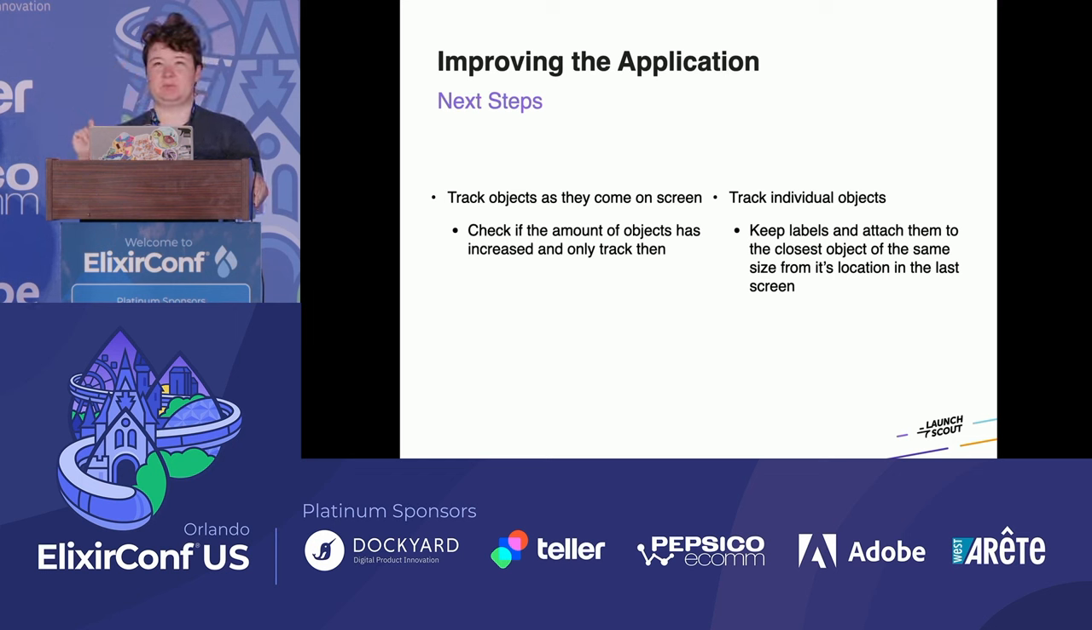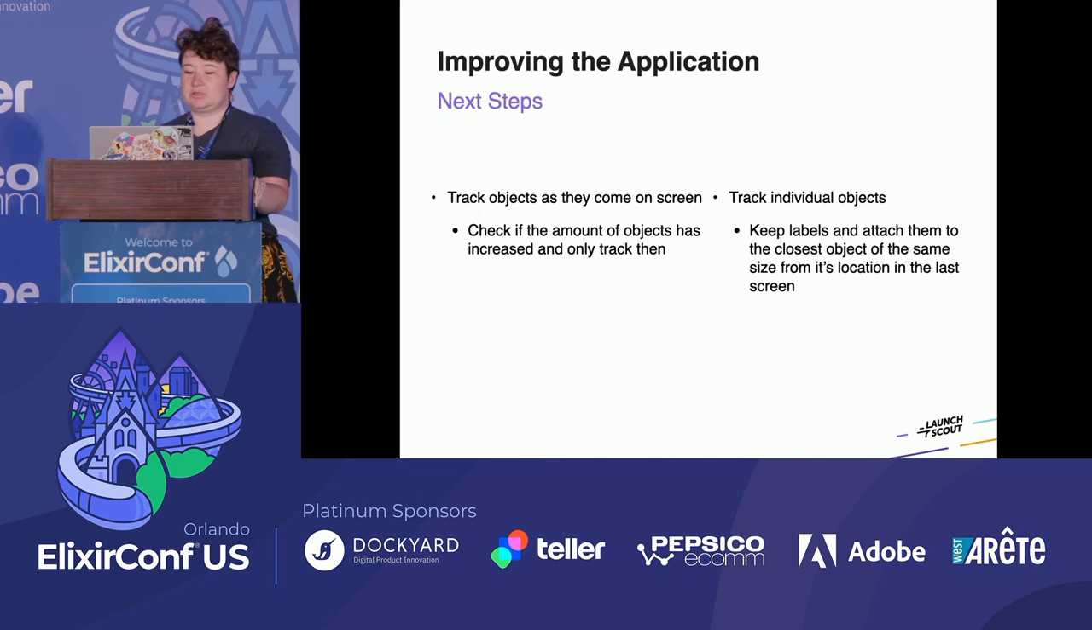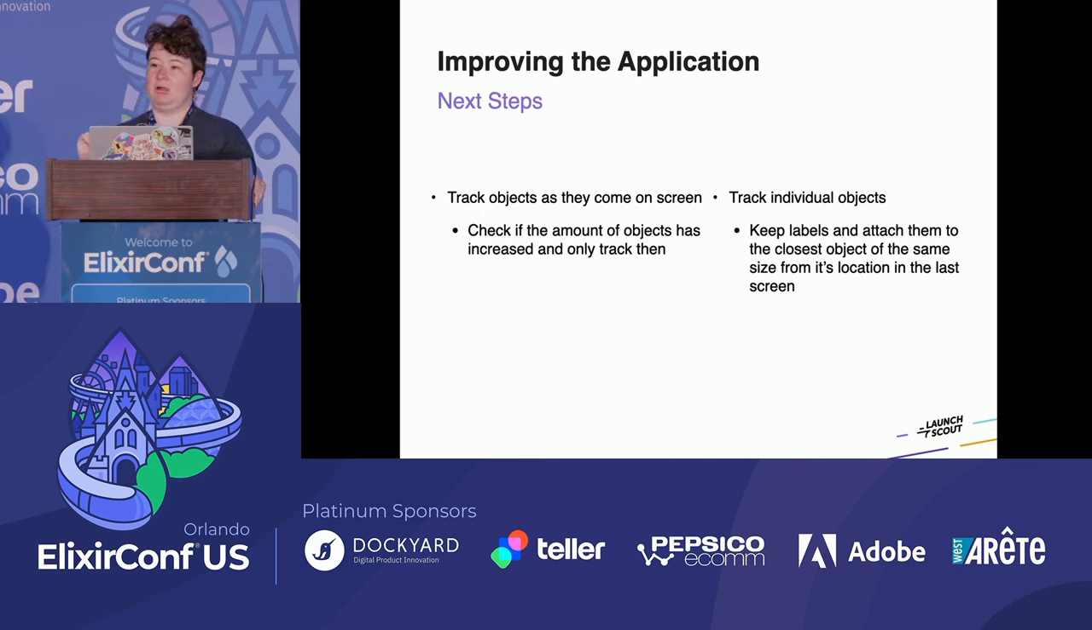More assumptions, but these ones are probably more likely to be true. If they're not, please talk to me later. I'm very curious about what you're tracking. We are going to assume that the things that we are tracking are not growing or shrinking rapidly between screens, and we are going to assume that they are not teleporting. Again, if they are, please talk to me. I am fascinated. So to keep track of the labels, I would just keep track of the closest object to where the label was before, and that is around the same size, put the label on that. Didn't get there with this application, but that is what the next steps would be.